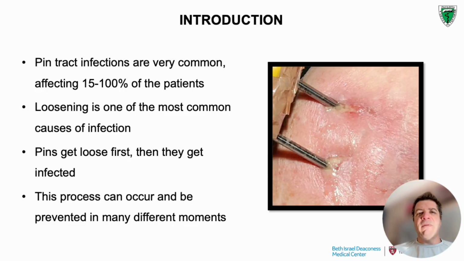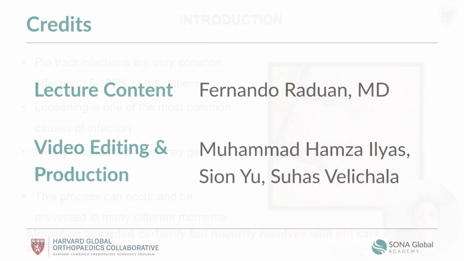We have to remember that even though people believe that the cycle is that you get infected and then after the infection you have the loosening, actually what happens is the other way around. Usually the pins get loose first and then they get infected. That is something we have to pay attention to, to try to prevent problems and avoid treating them after they happen. This process can occur in different phases of the treatment. If we remember that before we start treating these patients, we're very likely going to be able to avoid these complications.